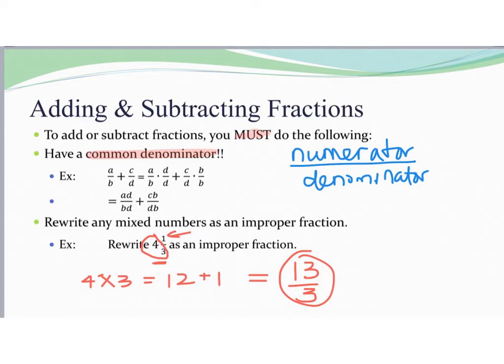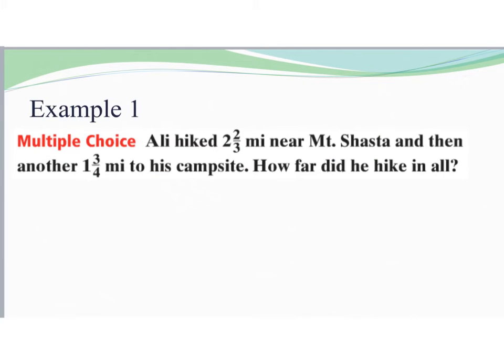So let's take a quick look at a few examples. Example 1 says, Allie hiked 2 2/3 mile near Mount Shasta and then another 1 3/4 miles to his campsite. How far did he hike in all? So essentially what we are going to do is we're going to take our 2 2/3 miles and we are going to add that to 1 3/4 mile.